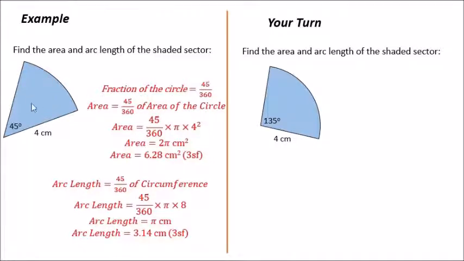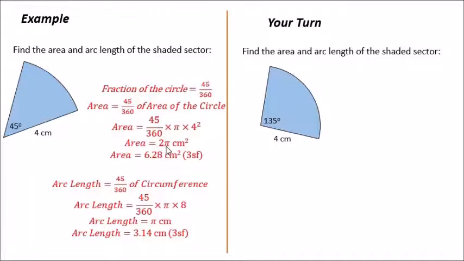So the area of this sector will be that fraction, 45 360ths, of the area of the circle. So in this case the area is equal to 45 over 360 multiplied by, because we can replace "of" in maths with multiplied by, the area of the circle. The area of this circle would have been pi times the radius squared. Now the radius would have been 4, so pi times 4 squared.